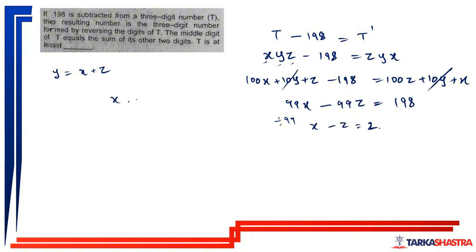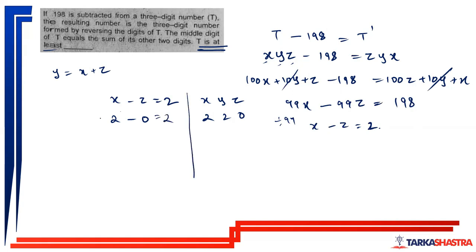Now let us look at this number. x minus z is equal to 2. t is at least, so we have to take the least possible value. So it will be 2 minus 0, and then x, y, z. x is 2, z is 0, and y is the sum of these two. So it is 220. That is 220.